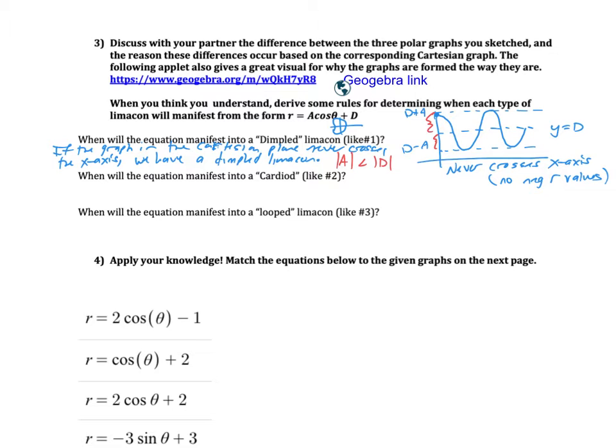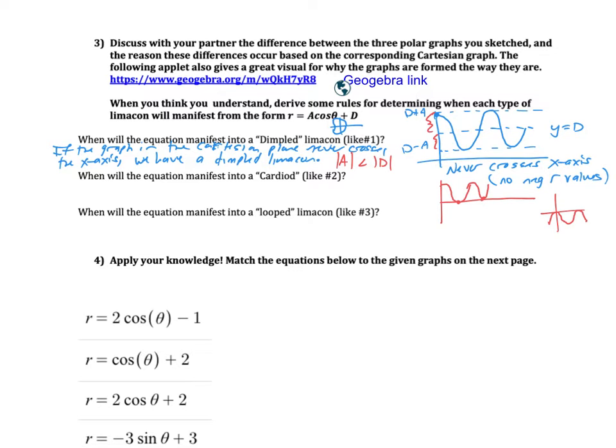Okay, when are we going to have a cardioid? So let's take a look at that. In the Cartesian plane, we're going to have a cardioid when the graph just touches the x-axis, but doesn't cross it. So we're going to have something that looks like this. Let's say it's always positive. It could also be always negative, or we could have something that looks like this. But it's never crossing, it's just touching the x-axis.